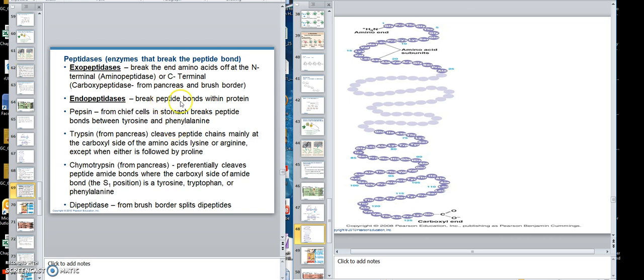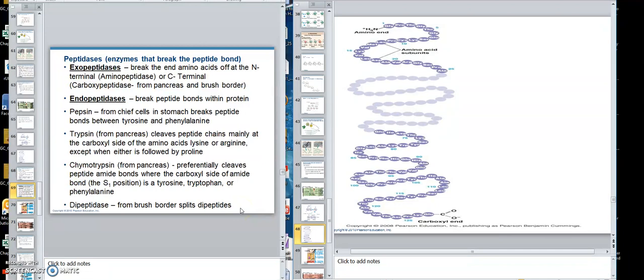The endopeptidases break peptide bonds within the protein. Pepsin from the chief cells breaks bonds between the amino acid tyrosine and phenylalanine. Now, am I going to get that specific? No, but I'm just showing that that's where it cuts. So if there's a tyrosine covalently bonded to phenylalanine, it'll cut there. Trypsin from the pancreas cleaves mainly at the carboxyl ends between lysine and arginine, two more, except, okay, chymotrypsin cleaves bonds where the carboxyl side of an amide is a tyrosine, tryptophan, or phenylalanine, and dipeptidases split the dipeptides.